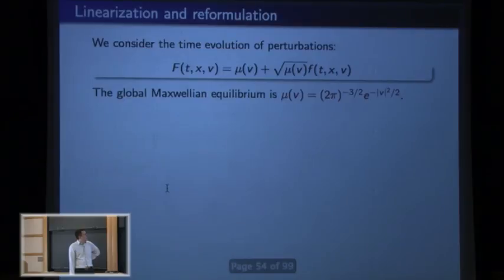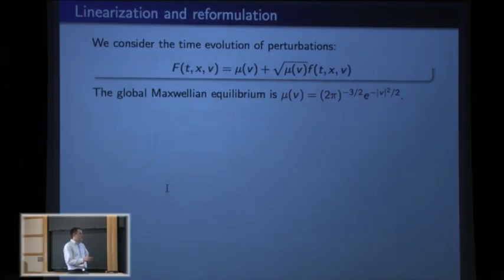Okay, so this is what we do. We linearize the Boltzmann equation around a Maxwellian, and we choose a specific linearization, mu plus the square root of mu times f, where mu is the normalized Maxwellian.